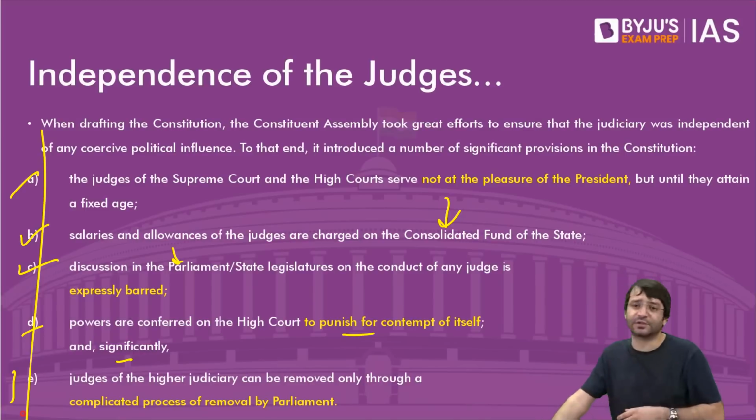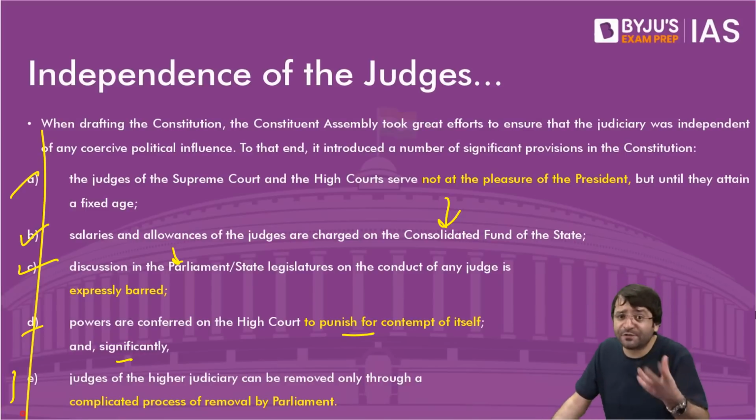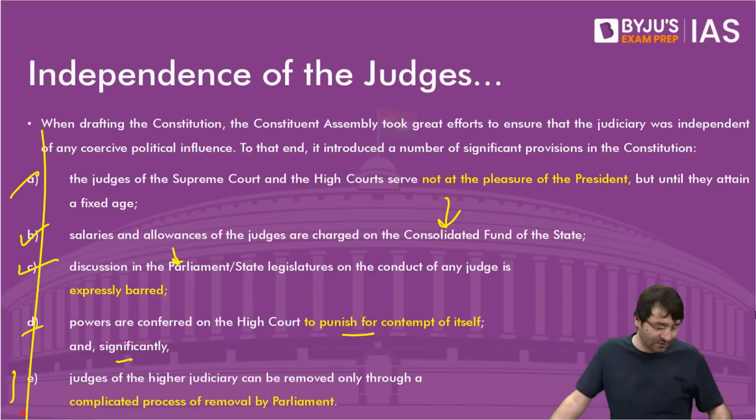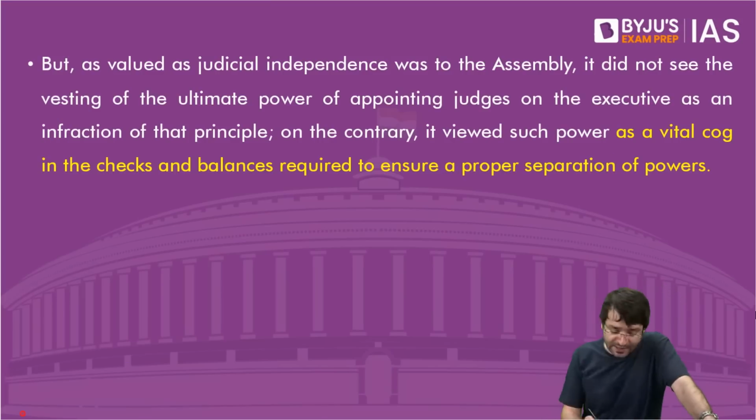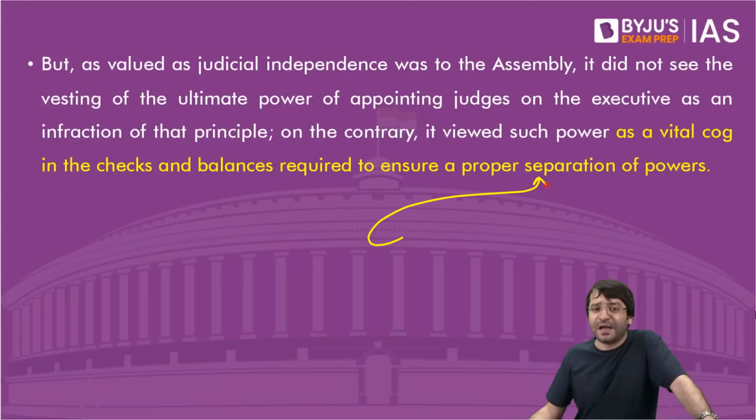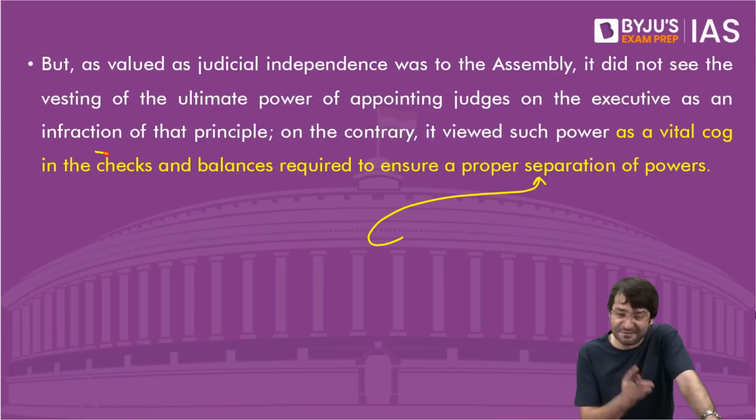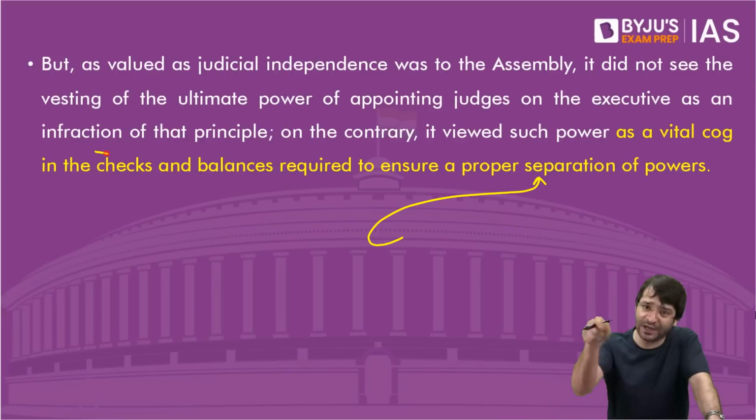Despite these protections, the Constitution did not deem it fit that the judiciary will appoint its own members. No, because that will go against the very separation of powers, which is part of the basic structure of the Constitution. But as valued as judicial independence was to the Constituent Assembly, it did not see the vesting of the ultimate power of appointing judges on the executive as an infraction, as a violation of that principle.